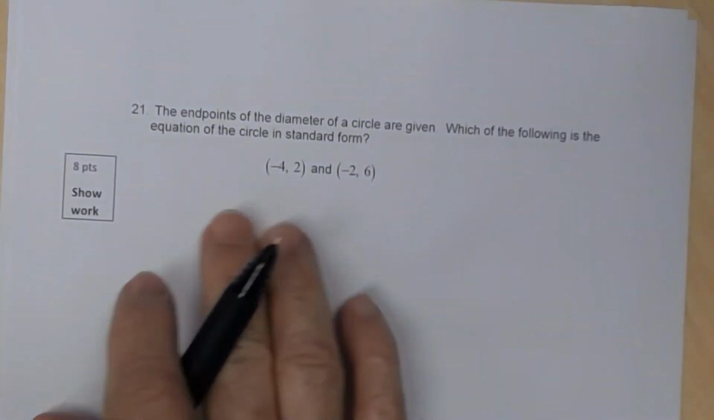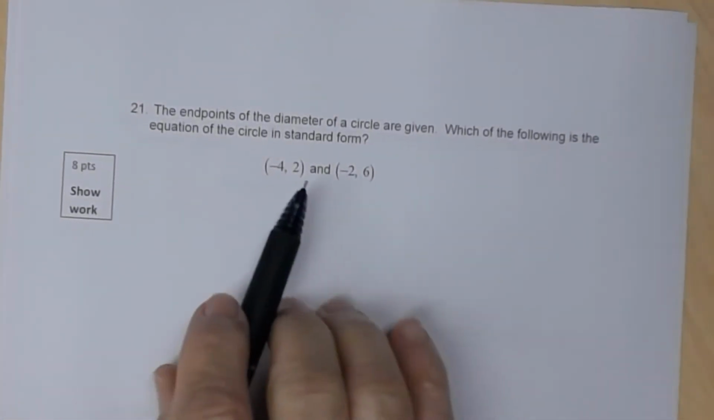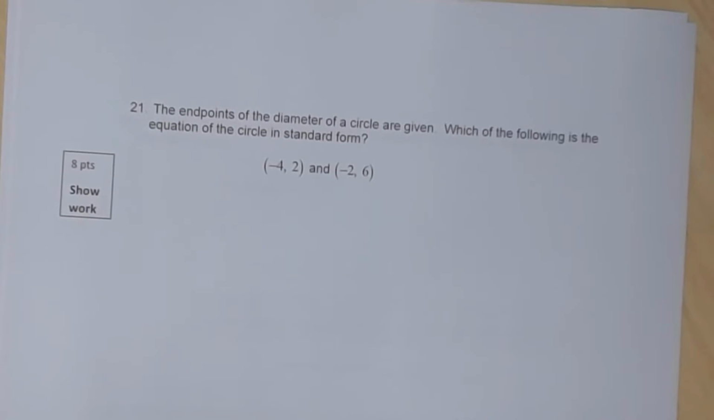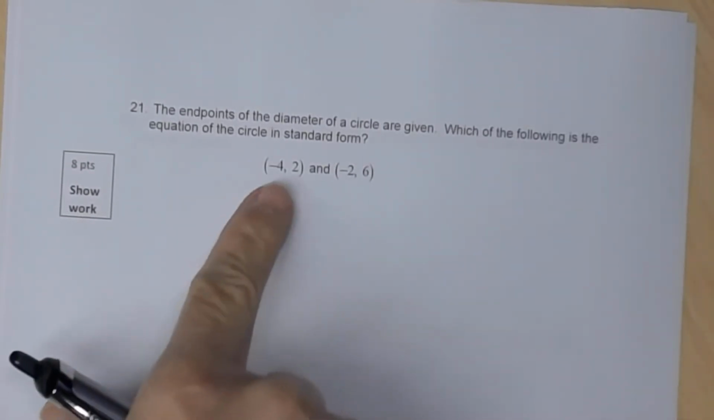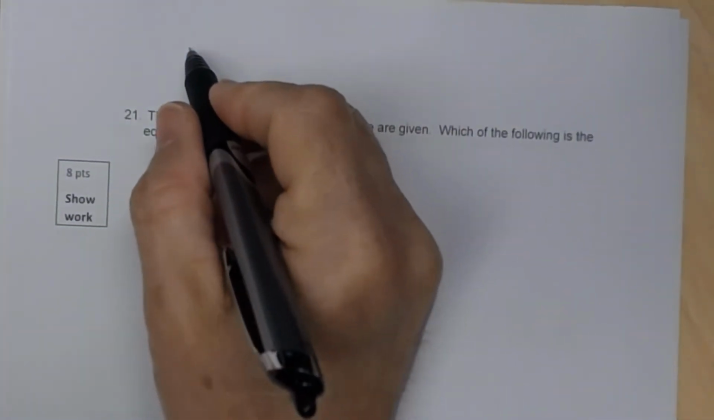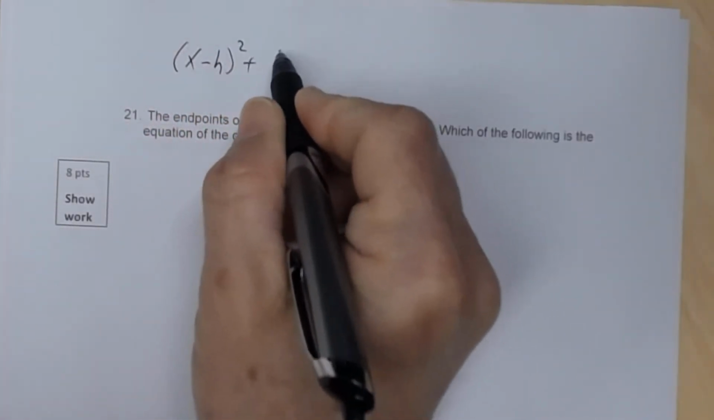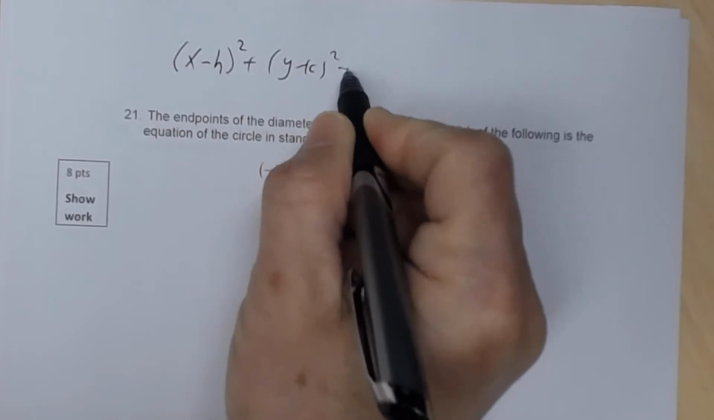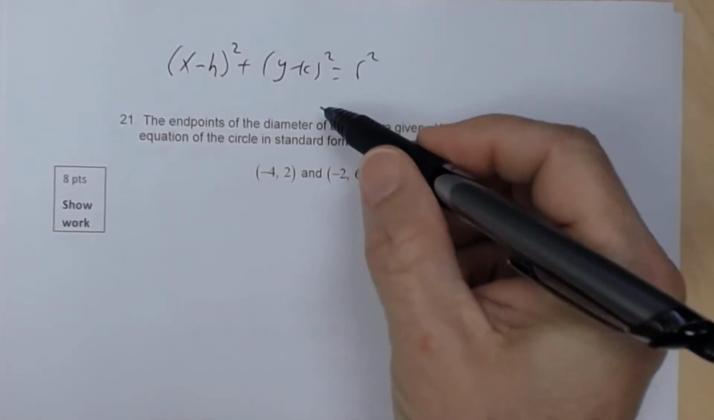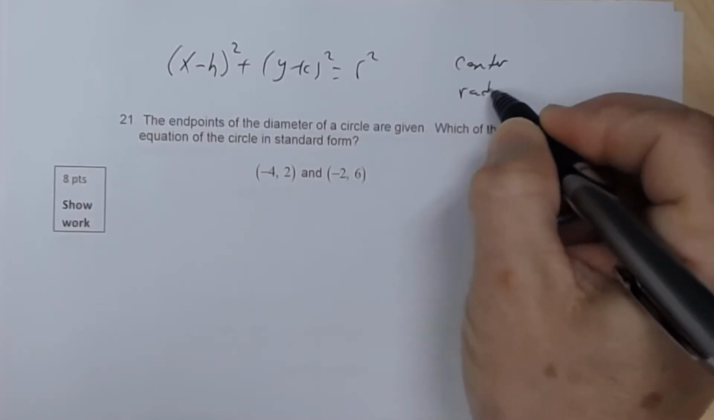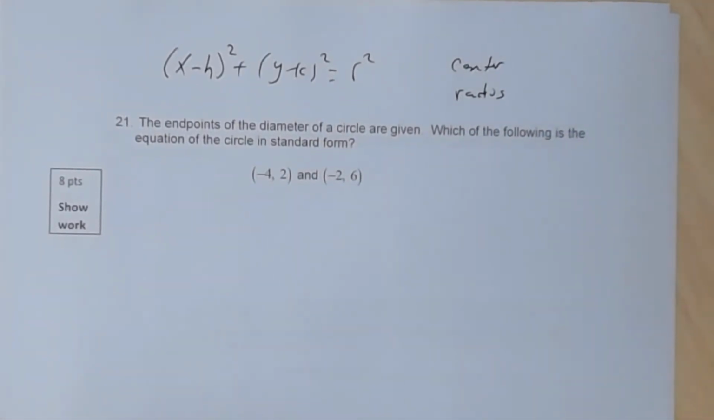Okay, 21. All right, that's a little bit more involved here because all you're given are the endpoints of a circle, the diameter of a circle. And so you want to write the equation in standard form. If you're going to write the equation of a circle in standard form, and here's the equation, x minus h squared plus y minus k squared equals r squared, then you got to know two things. You got to know the center, and you have to know the radius. And you don't know any of those.